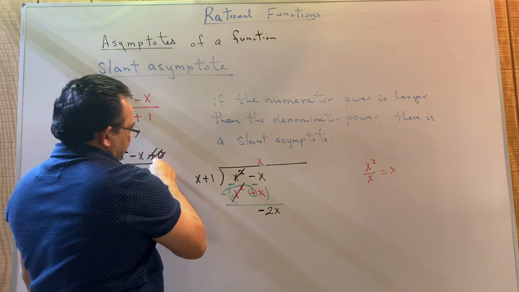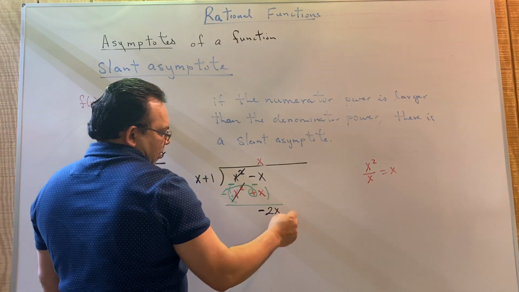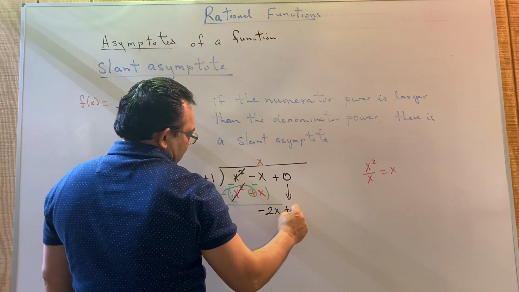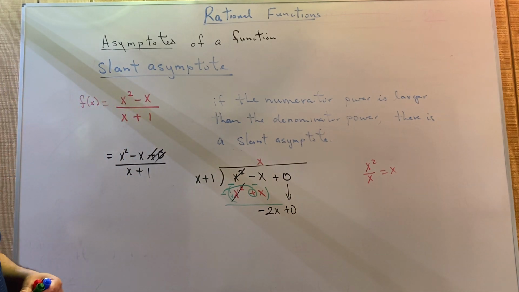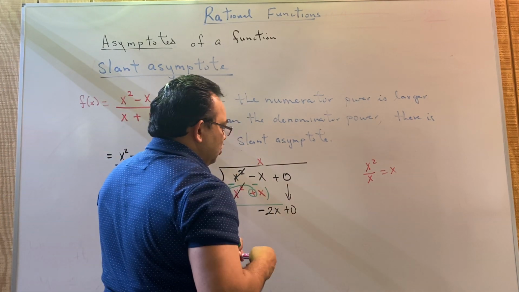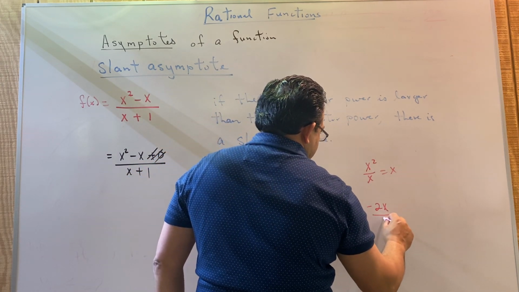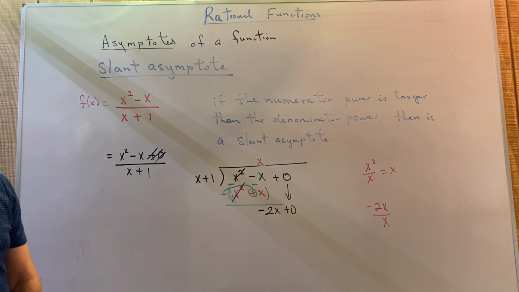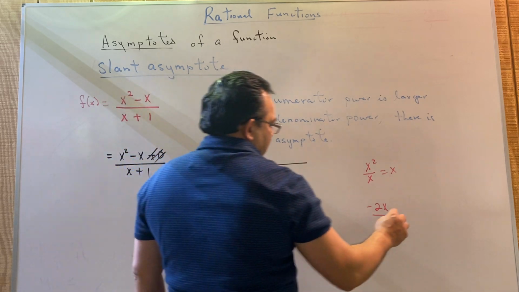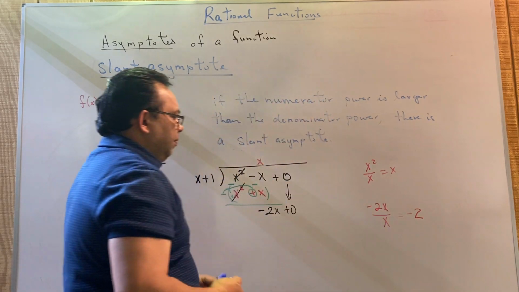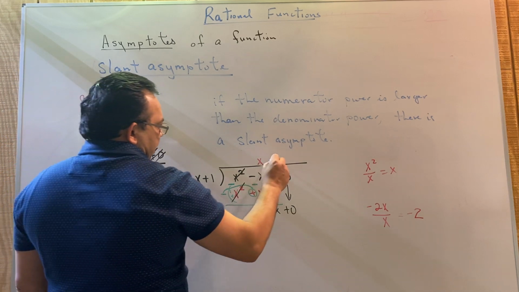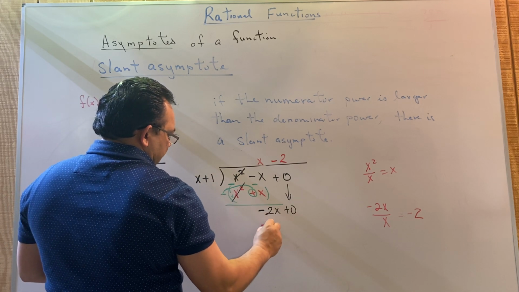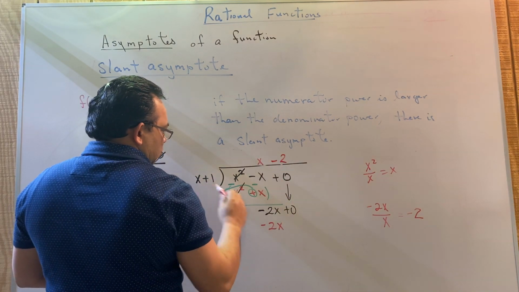Don't forget I said there was a plus 0 there, so when you bring down, there is nothing to bring down. If you want to write a plus 0, that's fine. And then we divide again. What is minus 2x divided by x? The first term divided by the first term. If you want, you can review the video on long division. So this becomes minus 2. We put minus 2 above the constant term: minus 2 times x becomes minus 2x, and minus 2 times 1 becomes minus 2.